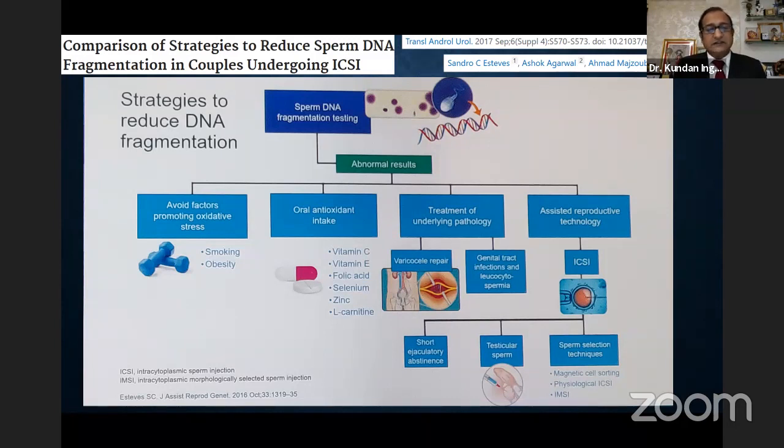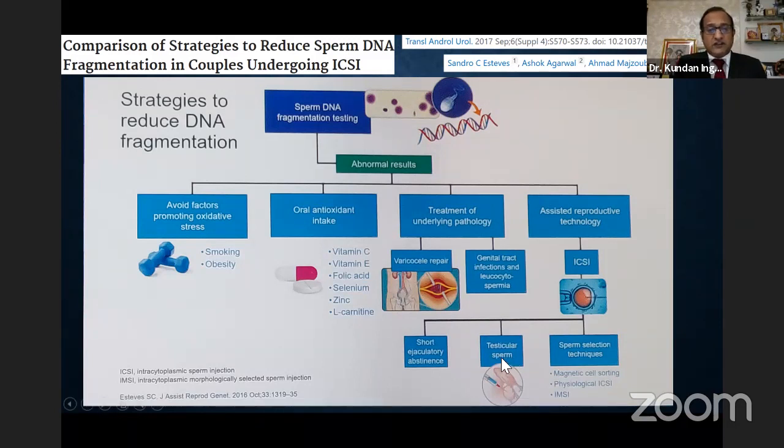Now, while doing ICSI, the source of sperm will be a very important part. And there you can tell the patient to have a short ejaculatory abstinence. So maybe he ejaculates quite frequently in the last 2 weeks, and then probably just 2 or 3 days of abstinence will be sufficient to get a good sperm count, because the longer they stay in the reproductive tract, the more they get exposed to reactive oxygen species, and then they have a higher DNA fragmentation index.